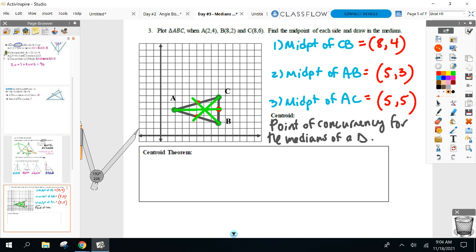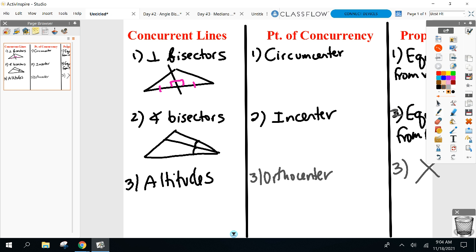So now the medians are all concurrent at the centroid. Centroid. What's so special about it, right? Remember, going back to our chart, circumcenter had a little special something. Incenter had a little something. Orthocenter, eh. Well, centroid does. You ready?